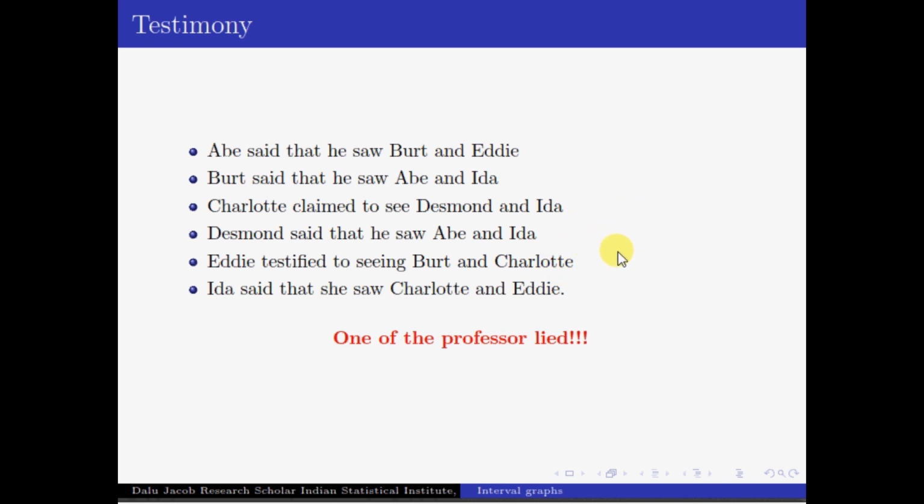Then it's like how he has arrived at the conclusion. So he understood that one of the professors is lying. Now the question is: who is the one who is lying? Definitely whoever is lying must be the thief, right? Otherwise, why is he lying? So in order to solve this mystery, what we had to find is who was lying in this testimony.